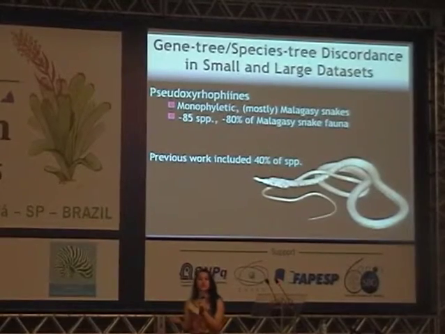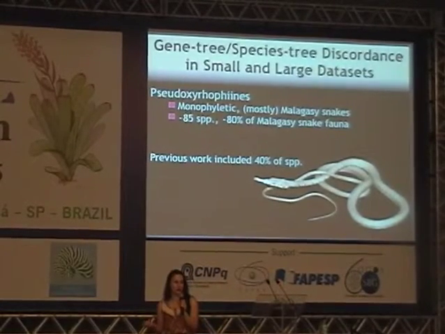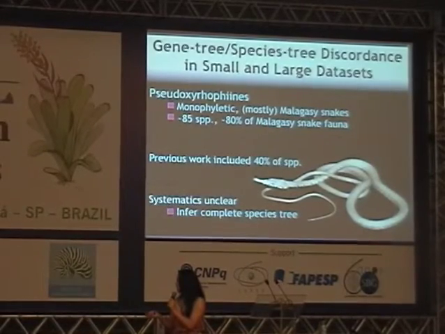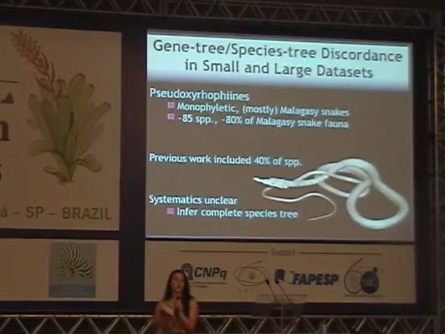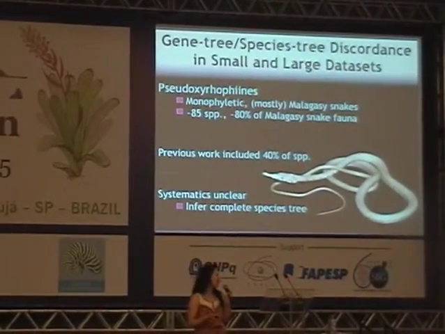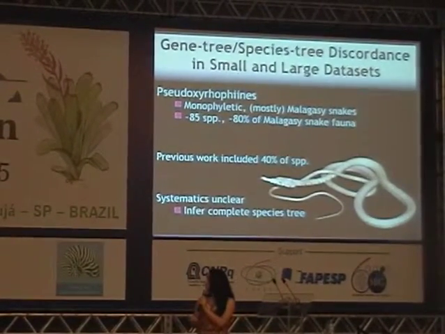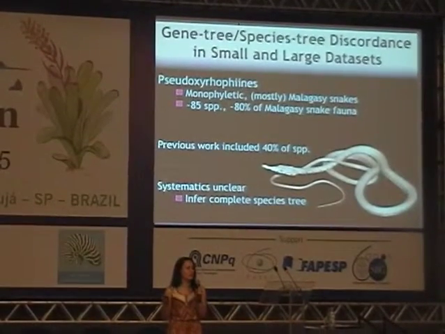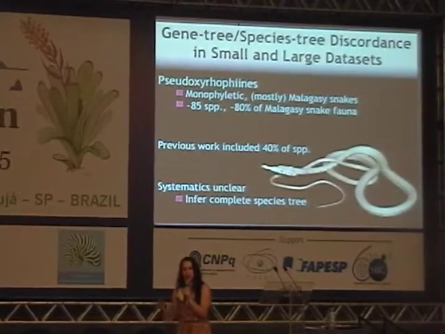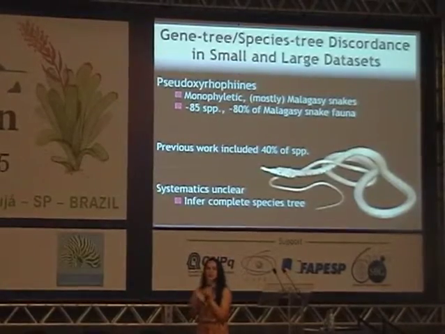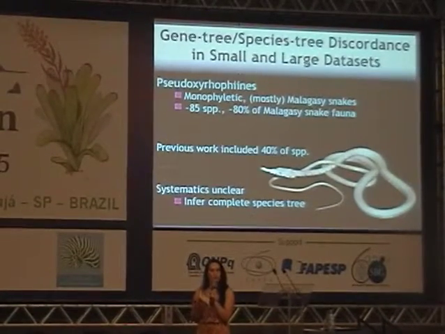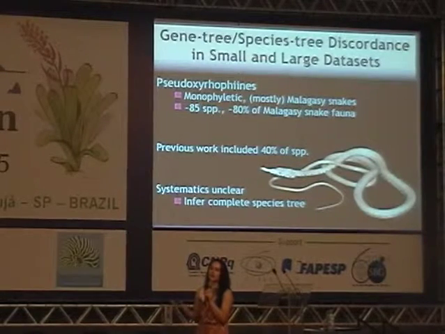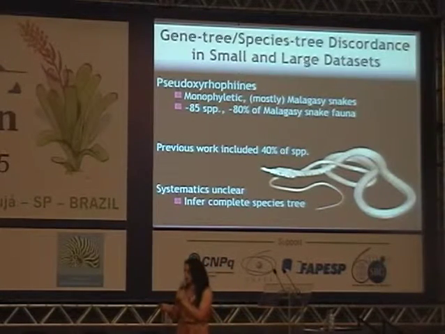Previous work on these snakes has included, as far as molecular work goes, up to about 40% of the species. And the systematics has been pretty unclear, just because you're not really including that much of the diversity. Some of the main goals of this project are, first, let's infer a really complete, robust species tree. Without that tree and knowing the relationships, it's not really valid or potentially accurate to do some sort of downstream analyses.